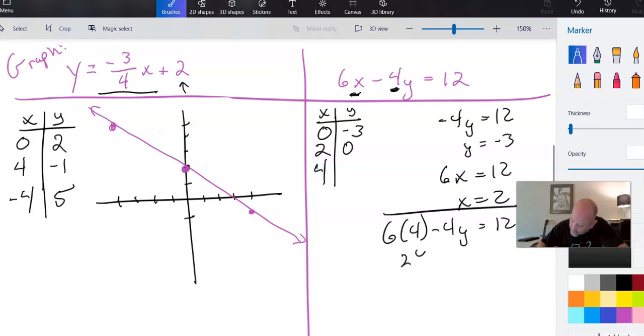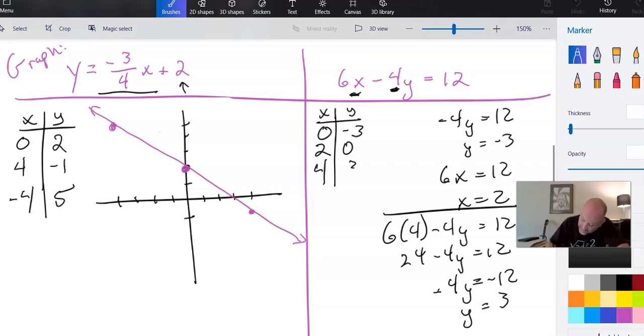And so that's 24 minus 4y is 12. Subtracting 24 gives me negative 4y is equal to negative 12. And if I divide by negative 4, I get y is equal to 3. So I get a positive 3 out of that. So that worked out pretty well. So I have no fractions here.